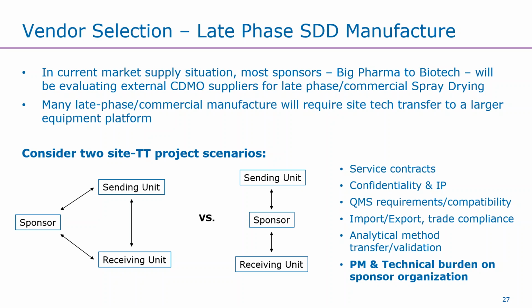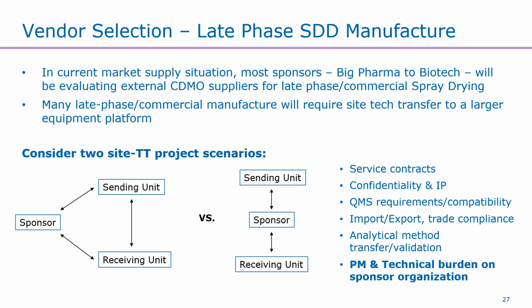Moving on from process scale-up, we have the topic of vendor selection. So in the current market supply situations, most sponsors, whether big pharma or biotech, will be evaluating external CDMO suppliers for late phase and commercial spray drying. Many of these late phase and commercial spray drying manufacturing will require a site tech transfer to a larger equipment platform. So in other words, oftentimes scale up also comes with site transfer.